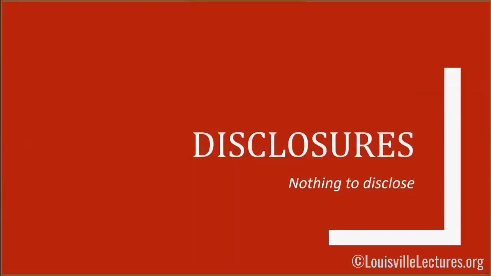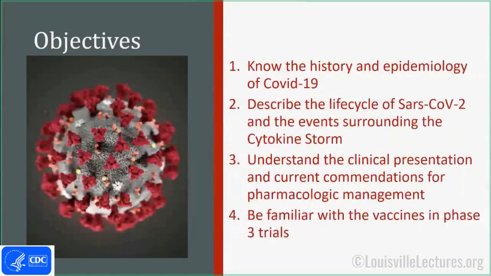I don't have anything to disclose. The objectives today are basically, I'd like for you to know a little bit about the history of COVID-19. We're going to describe the life cycle of the SARS-CoV-2 and events surrounding the cytokine storm. I'd like for you to get an understanding of the clinical presentation and current recommendations for pharmacologic management. And I'd like for you to be familiar with some of the vaccines that are in phase three, at least one, maybe two of them, which are ending and may be available.